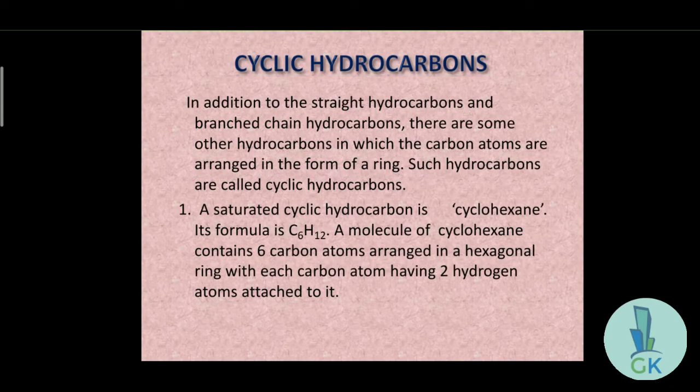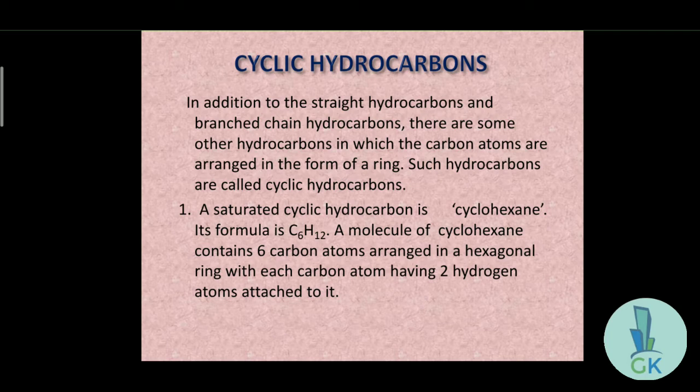So another hydrocarbon is cyclic hydrocarbons. In addition to the straight hydrocarbons and branched chain hydrocarbons, other hydrocarbons are also there in which the carbon atoms are arranged in the form of a ring. Such hydrocarbons are called cyclic hydrocarbons. The cyclic hydrocarbons may be saturated or unsaturated, unlike the hydrocarbons we have studied till now.